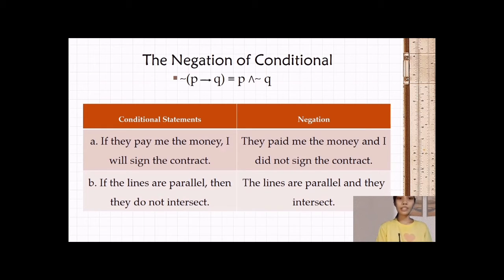Next is writing the negation of a conditional statement. The negation of P conditional to Q is equivalent to P and negation of Q. Example, if they pay me the money, I will sign the contract. Its negation will be, they paid me money and I did not sign the contract. Another example, if the lines are parallel, then they do not intersect. And its negation will be, the lines are parallel and they intersect.